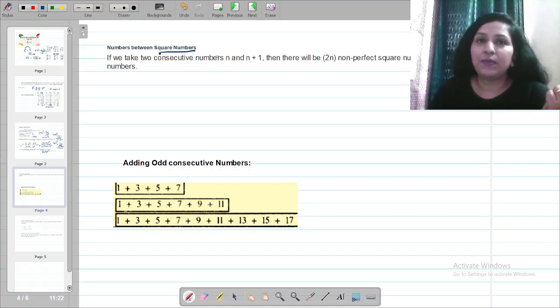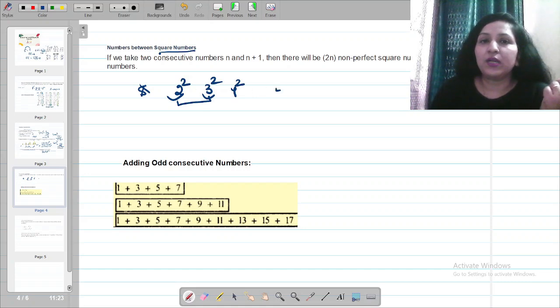Another very interesting pattern. If you have two square numbers, I'll take the smaller number first so that you understand the topic. 2 square and 3 square. Two square numbers are there. After 2 square, which is the next square number? It should be 3 square. After 3 square, it should be 4 square. So if I ask you between 2 square and 3 square, how many non-perfect square numbers are there?